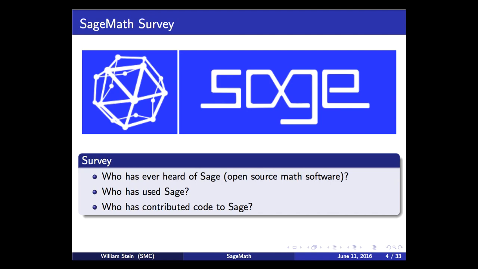And then who's actually contributed some code that's included in Sage? So 1, 2, 3. Karl Rubin, where's your hand? Your code is in Sage. Well, you have a bunch of PARI code for doing stuff with curves with 5-torsion in Sage. So thank you. So about 5 people.